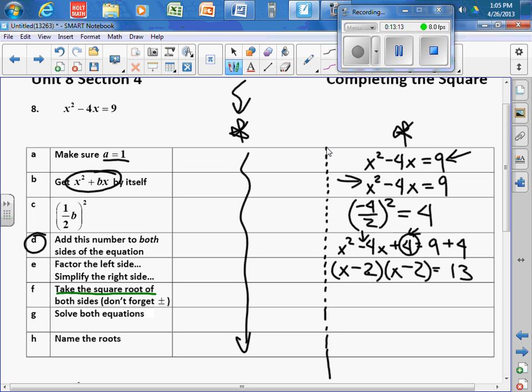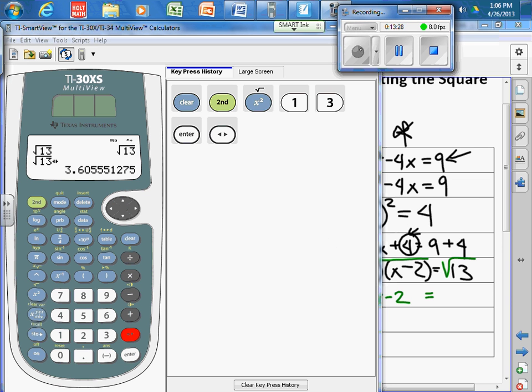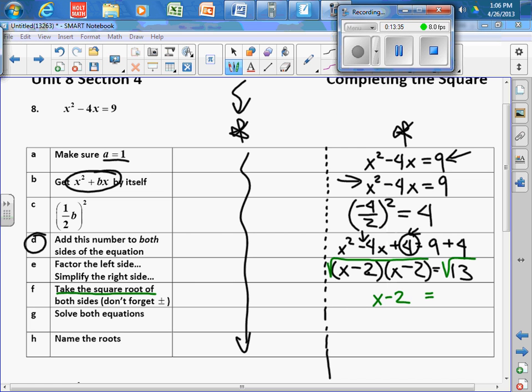Take the square root of both sides. So put the square root sign over everything. The square root of something squared is just that something, so we're going to have x minus 2. It'll be equal to the square root of 13, which is 3.6. So we're going to put plus or minus 3.6.